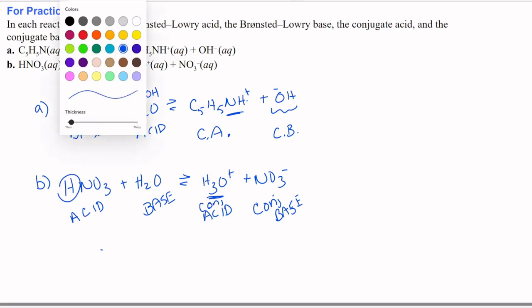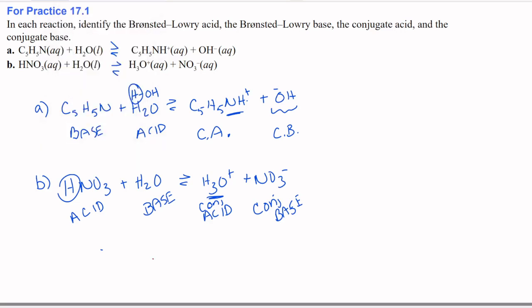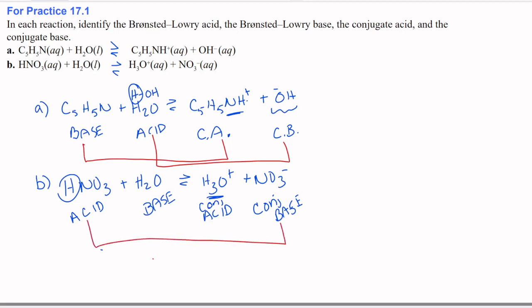So let's pair up these species. Here's our base and its conjugate acid. Here's our acid and its conjugate base. Here's our acid and its conjugate base. Here's our base and its conjugate acid.